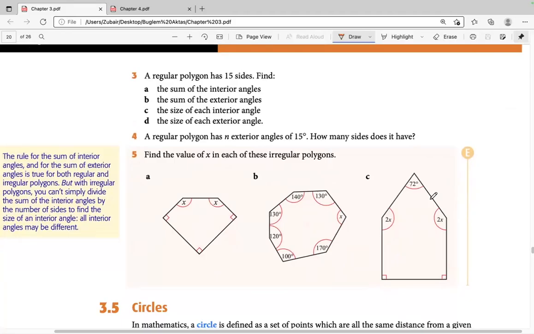A regular polygon has 15 sides. Okay, it's already given 15 sided, and we are asked about the sum of exterior, interior, one angle, and each exterior angle. So why don't you answer this B part first? 360. 360. Go for this D part now.